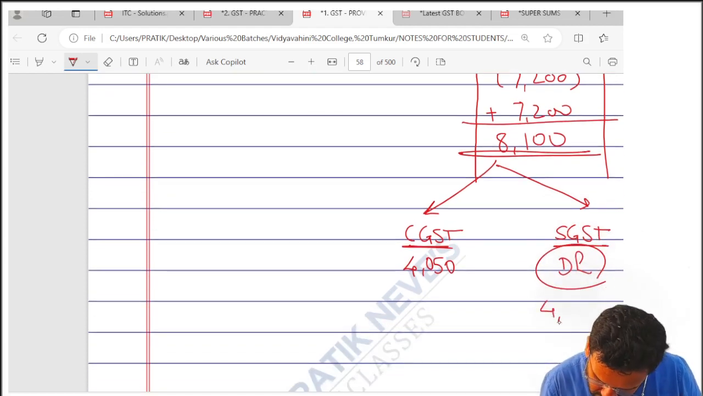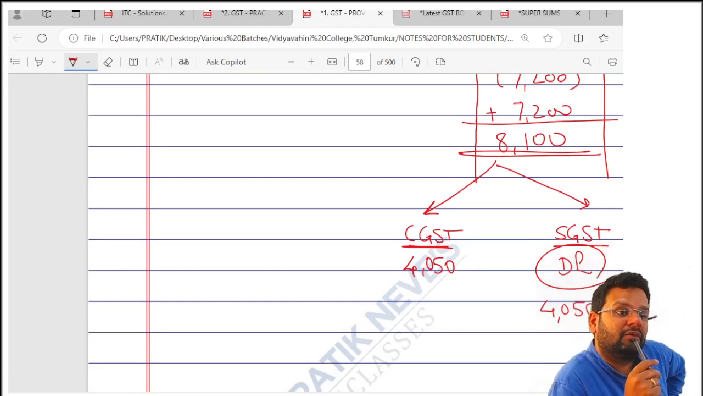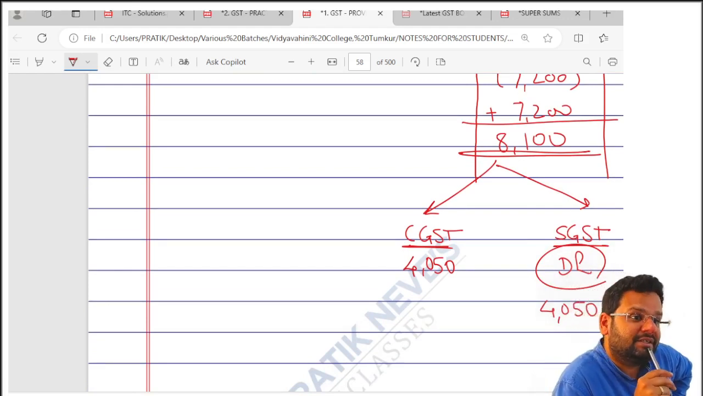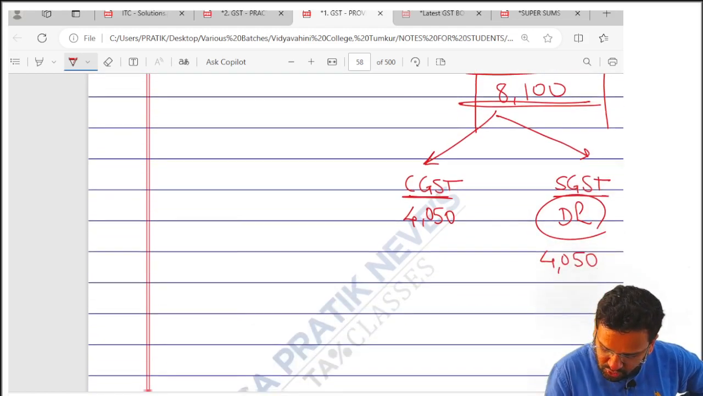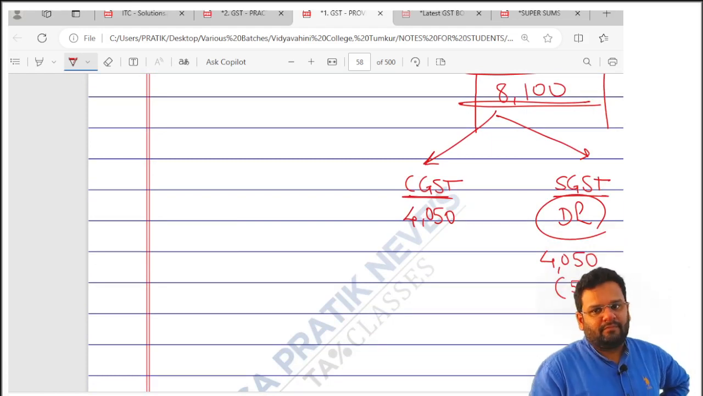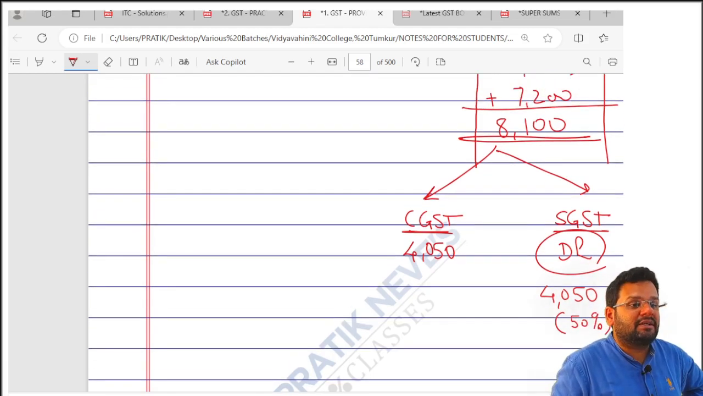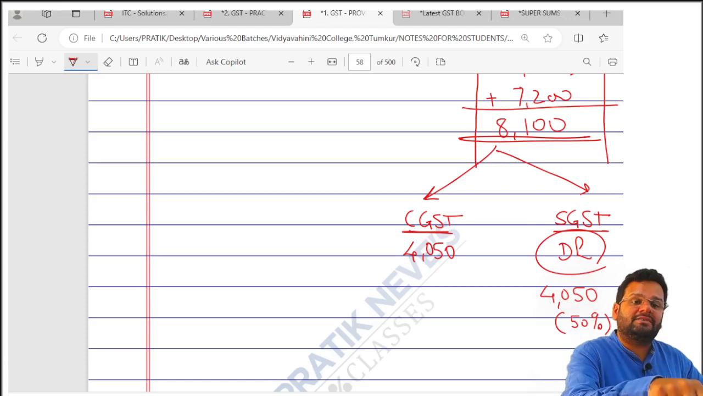And SGST of which government? Delhi, 4,050. Who will do this? Government. Where is D? Delhi. That's why 50% goes to the Delhi government. Got it? So the government is after you to use which ITC first?